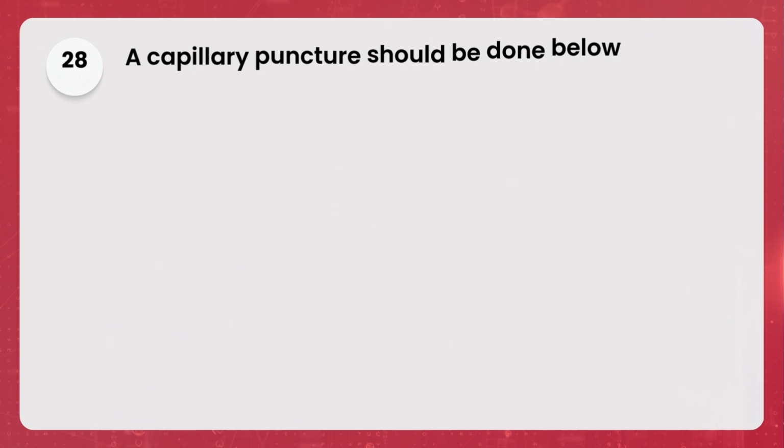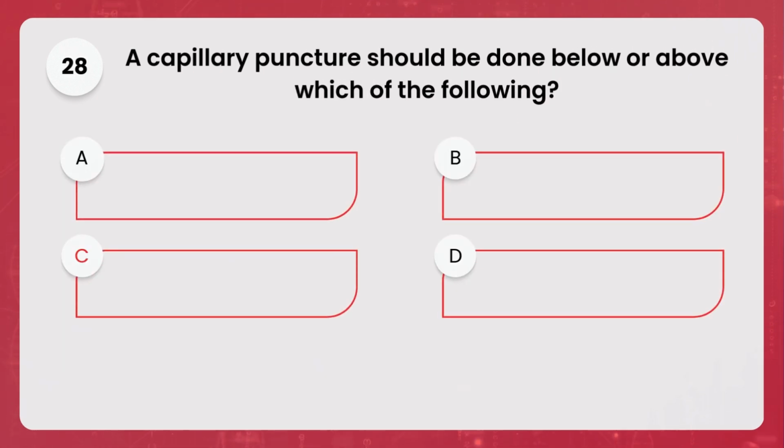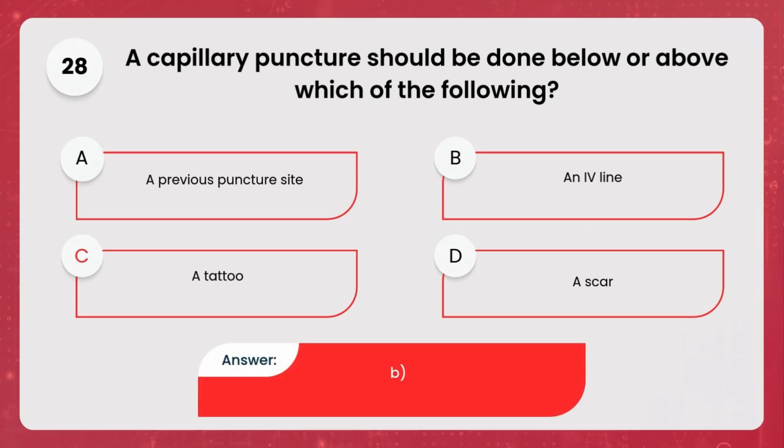Number 28. A capillary puncture should be done below or above which of the following? A, previous puncture site, B, an IV line, C, a tattoo, or D, a scar. The answer is B, an IV line.